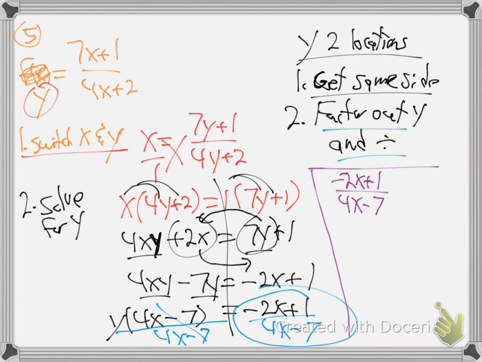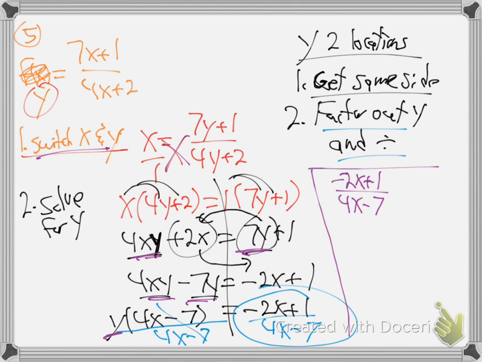What y'all think? That okay? Everybody see what I did there? So, I just switched x and y. Then I cross-multiplied. And I noticed I had y in 2 places. What do you do when you have y in 2 places? Get them on the same side, factor the y out, and divide.